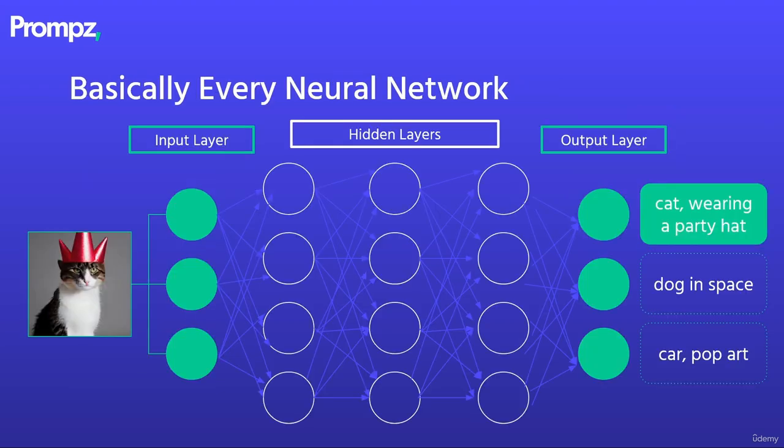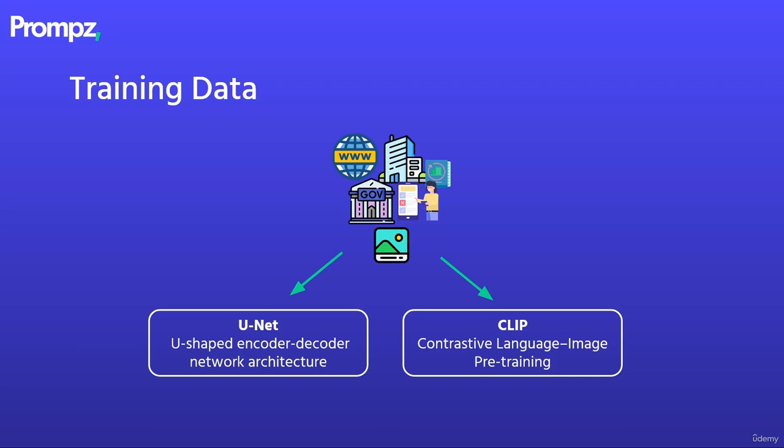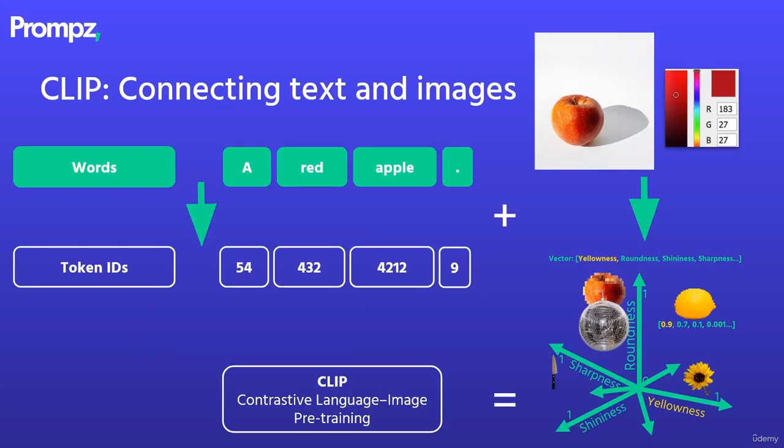This brain, called a neural network, learns from its mistakes. It uses lots of data from the internet to learn. Words get changed into tokens, and pictures are turned into special codes or vectors that show what's in them. You learned about the first big part of the latent diffusion model, which is called CLIP, and which knows how to match words with pictures.